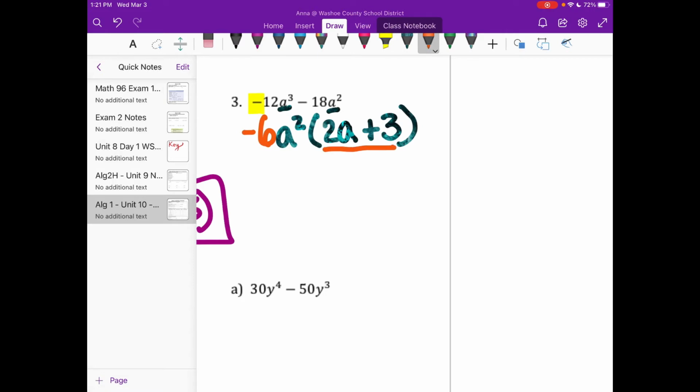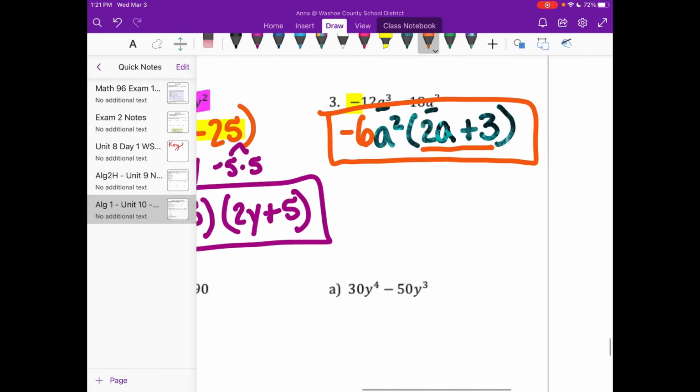Now inside, right, this 2a plus 3, check for difference of squares. Well, there's not even a squared in there, so I know I am definitely done on number 3. That's going to be my answer. Sometimes all you have to do is take out one thing and then you're done. Not bad.